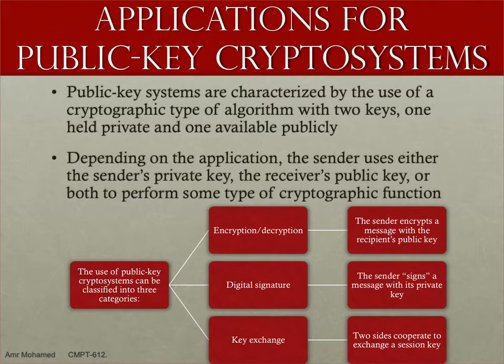So public key systems are characterized by the use of a cryptographic algorithm with two keys. That's the first thing that distinguishes public key cryptography from symmetric keys. For symmetric keys, we use only one key for encryption and decryption, but for public keys, we use two keys. Depending on the application, the sender uses either the sender's private key or the receiver's public key, because he does not have the receiver's private key, of course, or both, to perform some type of cryptographic function.